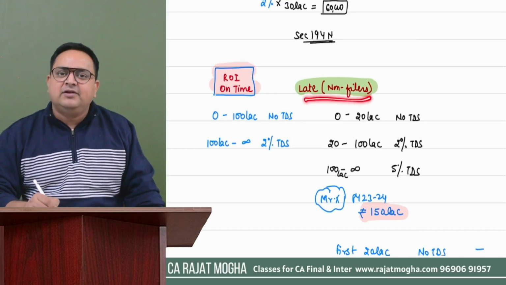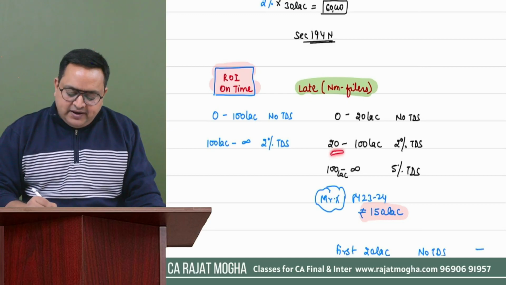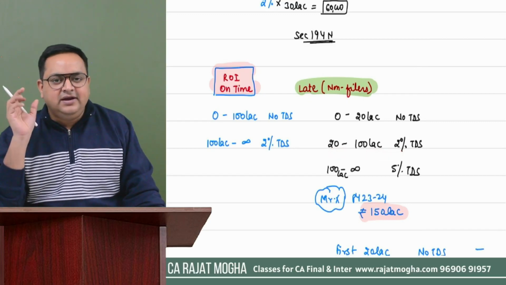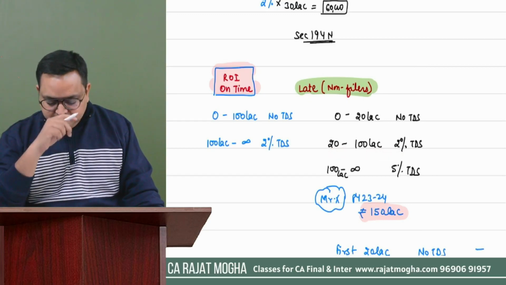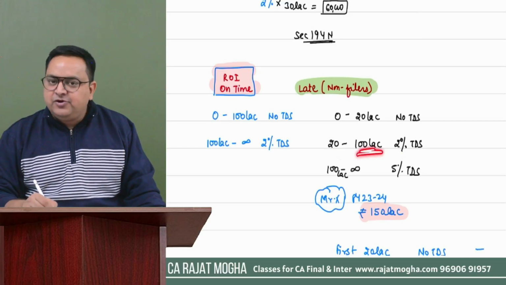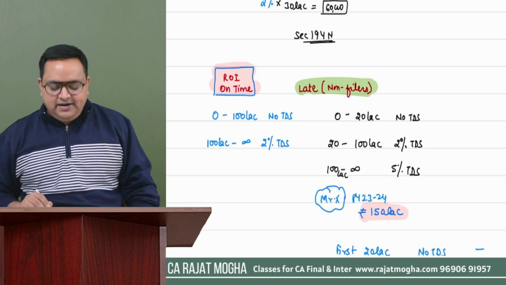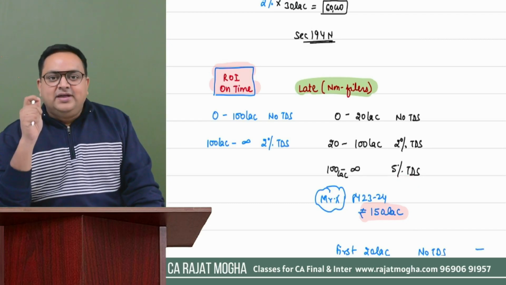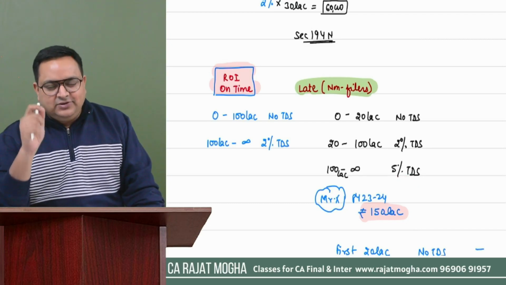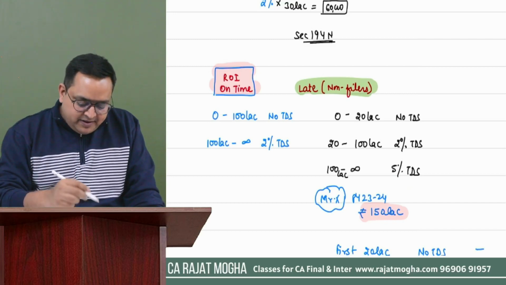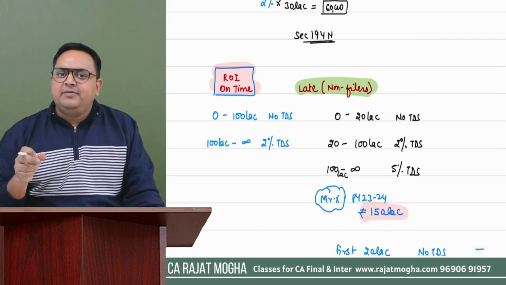But if this person comes in the other category, then after 20 lakh we are going to deduct 2% TDS. And once the amount withdrawn goes above 100 lakh, we are going to deduct 5% TDS, right? Now there is a small amendment. The amendment is in this year, in this section.